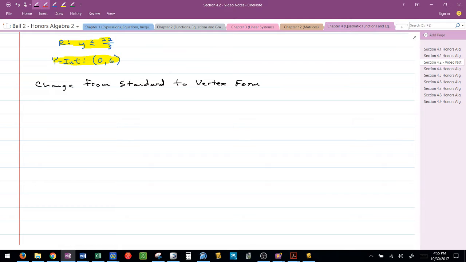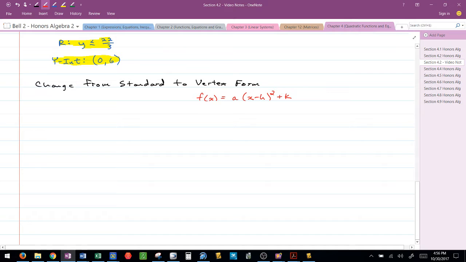So let's remember what vertex form was from yesterday. It said f(x) is equal to a times (x minus h) squared plus k. But if you remember, the h and the k we determined by thinking about the vertex and how the vertex was moved around and identifying it from that way. Now the a value right here is exactly the same as the a value in standard form.